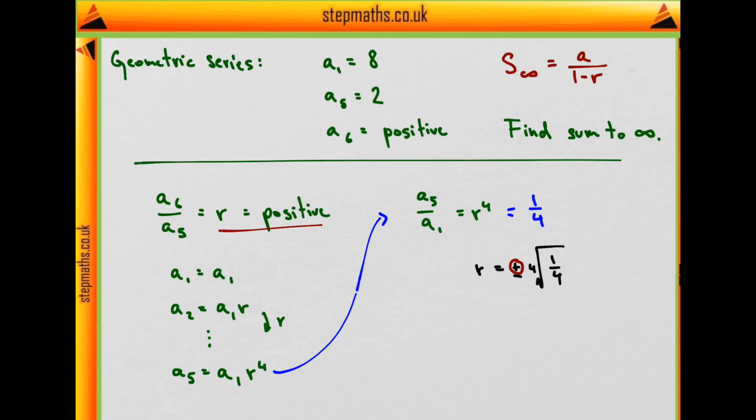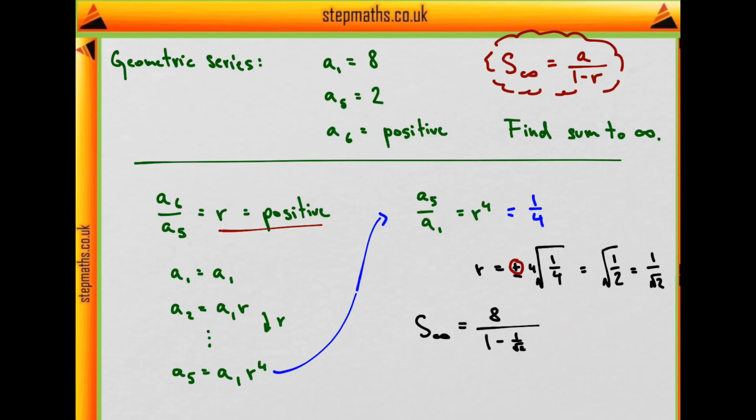And this is now the square root of 1/4. So the square root of 1/2, and that's 1 over root 2. And that's great news because we know the first term, a, here 8, and the common ratio, 1 over root 2. So we can just substitute into this formula and we should get our sum to infinity.